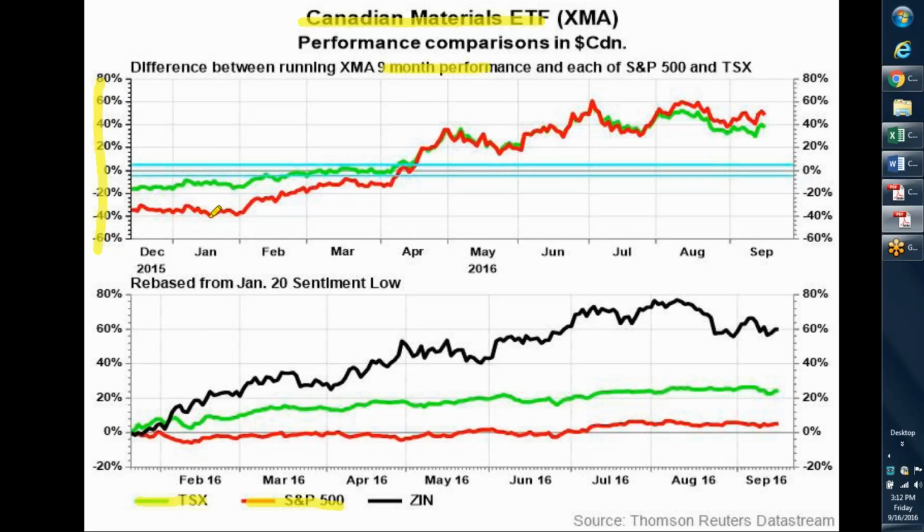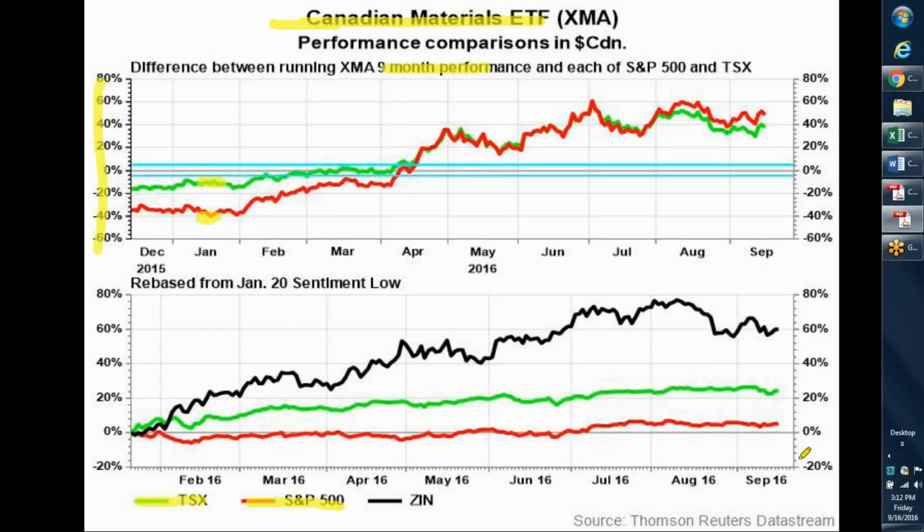So what we see back here, for example, is in mid-January, the Canadian Materials ETF had underperformed the US market by 40%, and the Canadian market by about 10%. So it was doing much worse than the Canadian and US stock markets.